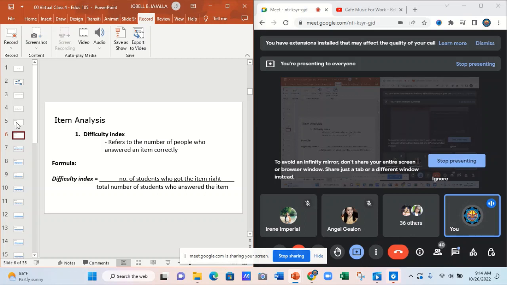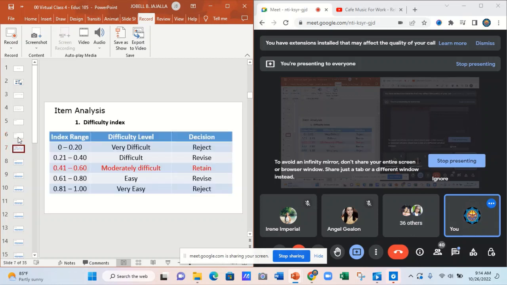Okay, so it should be moderate, a moderate level or degree of difficulty for each item in our test questionnaire. Okay? Now the formula for that, remember, is only the total number of students who got the item right, and then divide that by the total number of students who took the test or who answered the item. Okay? Clear, class, no?